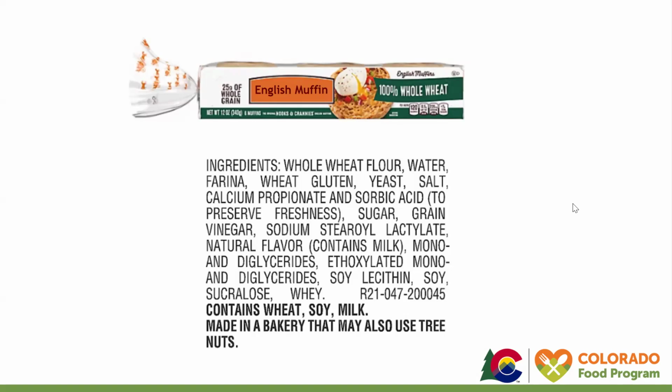So if we look at the ingredients, the first one is whole wheat flour. So that is a whole grain. However, we have to look for grains number 2 and 3. So the next ingredient is water. And then the next grain is farina. And if you have that resource pulled up, you will see that farina is a non-creditable grain because it's not enriched.